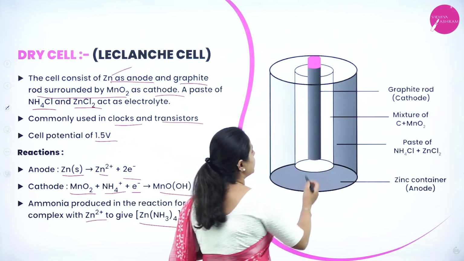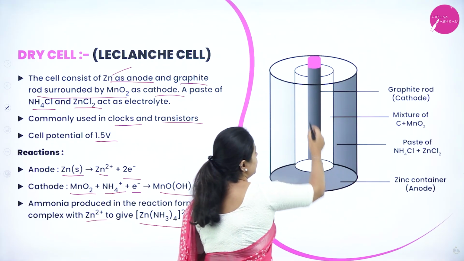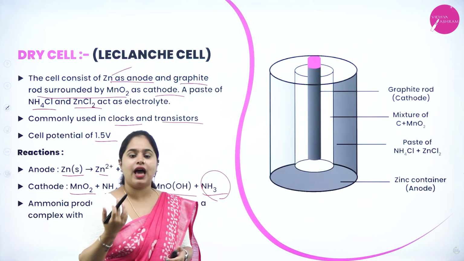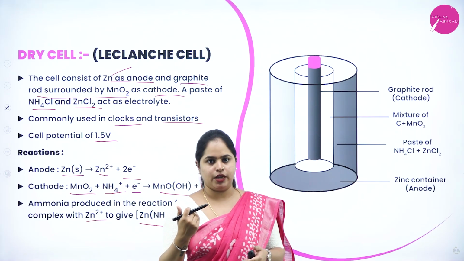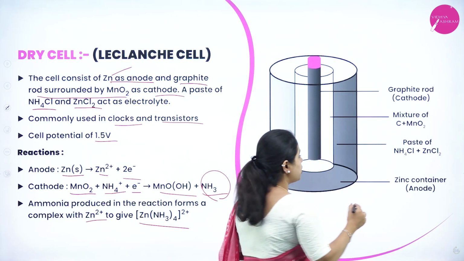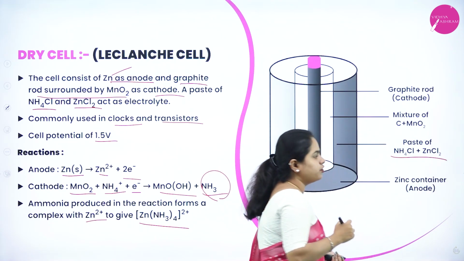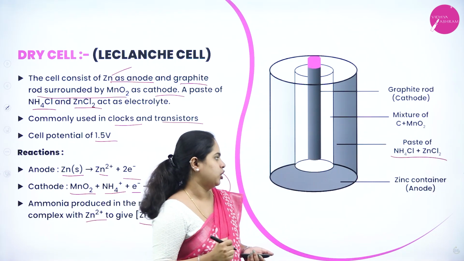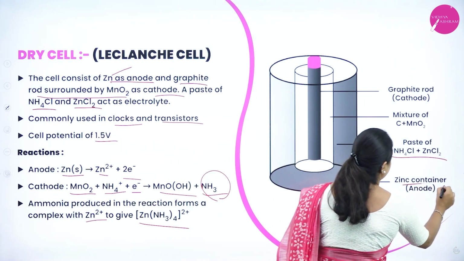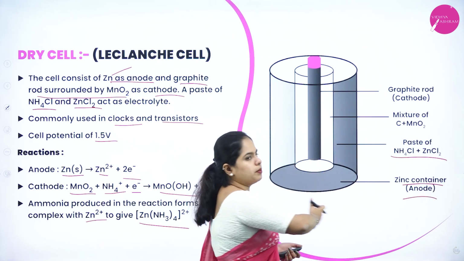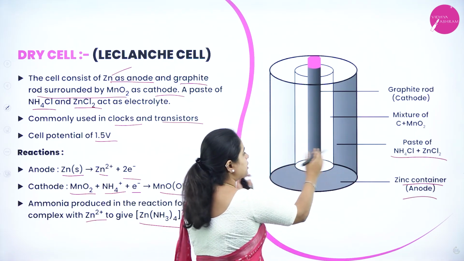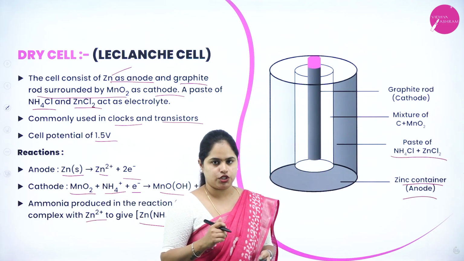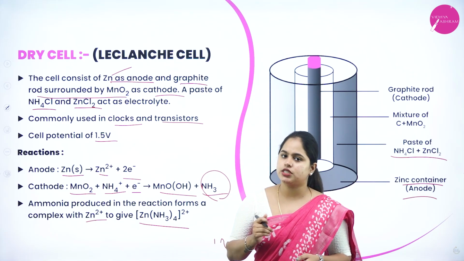As you can see here, the graphite rod in the center will act as the cathode, which is surrounded by manganese dioxide, MnO2. The electrolyte used here will be a mixture of ammonium chloride and zinc chloride, and the anode will be a zinc container. The outside part is the anode, and the cathode is present in the center. In between them is the electrolyte. So this is the Leclanché cell or dry cell.